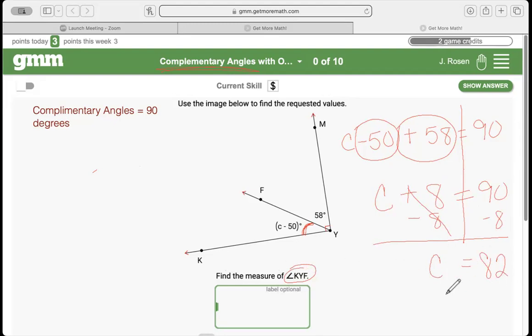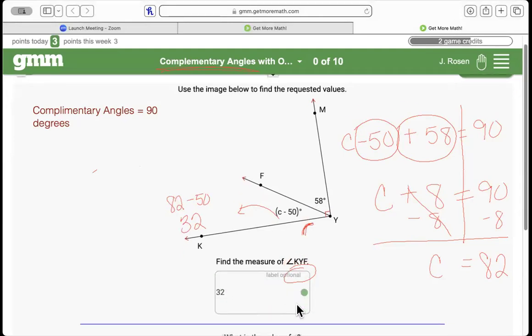This says find the measure of KYF. So that means when we know what the variable equals, we can substitute it in. So it wants to know the measure of this. That means we have to substitute that. So that is going to become 82 minus 50. And 82 minus 50 is 32. So the measure of this angle is 32. So it definitely brings back some algebra for us. Okay, got the green dot, so we know we're right.